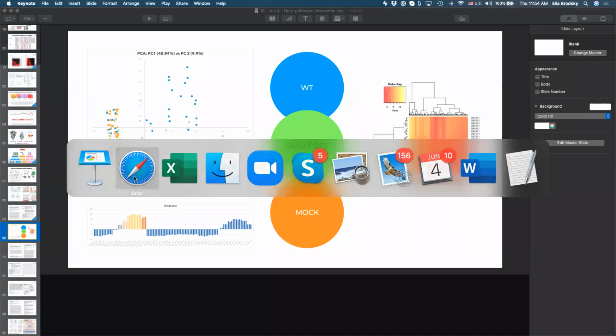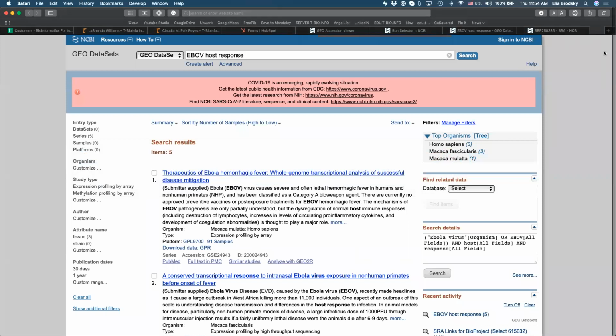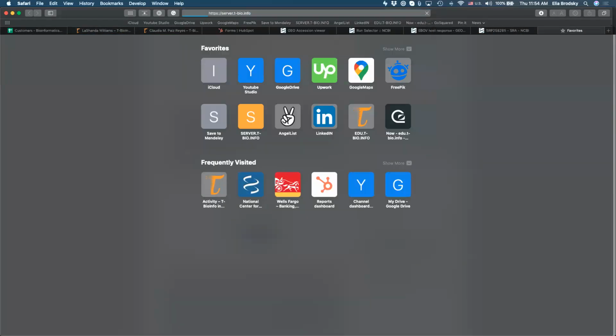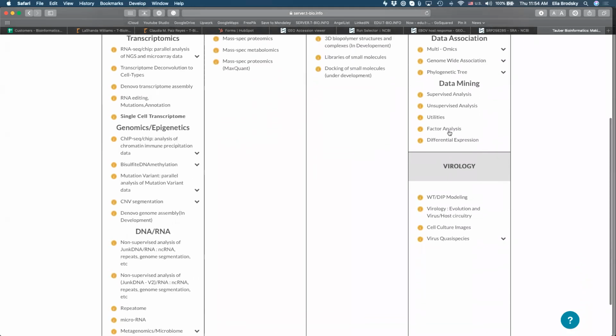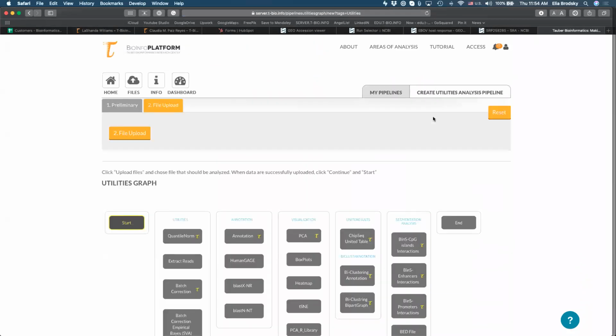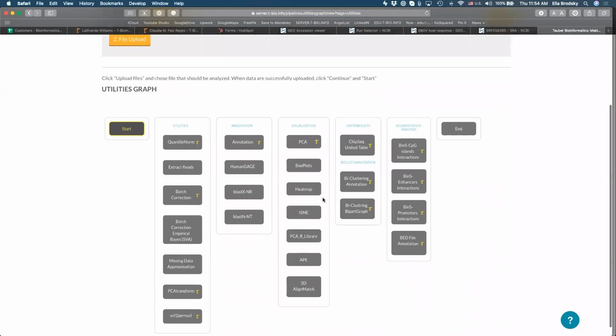Okay, so let me address some of those questions. Right here, you have utilities, and you have heat maps right here. So that's called a heat map. You need to have a table of expression. Don't use all of your 33,000 genes. You're not going to see anything, right?